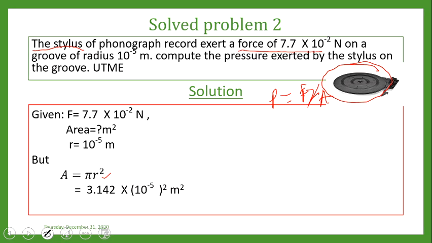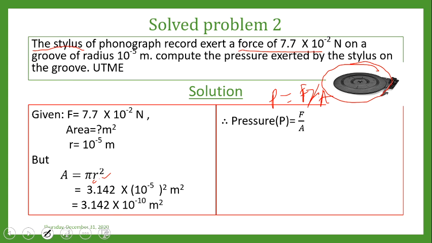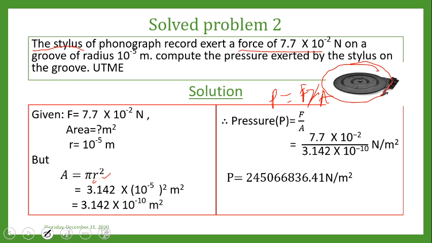Then from this, we can just substitute the parameters. Pi has a value of 3.142, multiplied by the radius given to us in the question, which is 10 raised to power minus 5. Then square, based on the formula. We have 10 raised to power minus 5 square. Then from this one, we have the value of area now equal to 3.142 times 10 raised to power minus 10 meters square. But we've known that pressure equals force over area. Therefore, we can substitute the parameters into the calculation now. That shows that the pressure now is equivalent to 245,066,836.41 Newton per meter square.